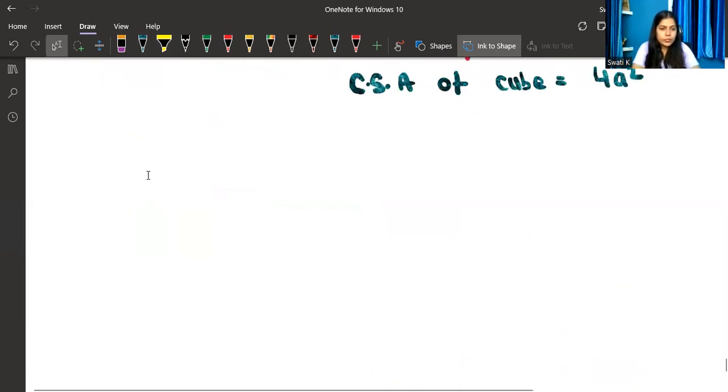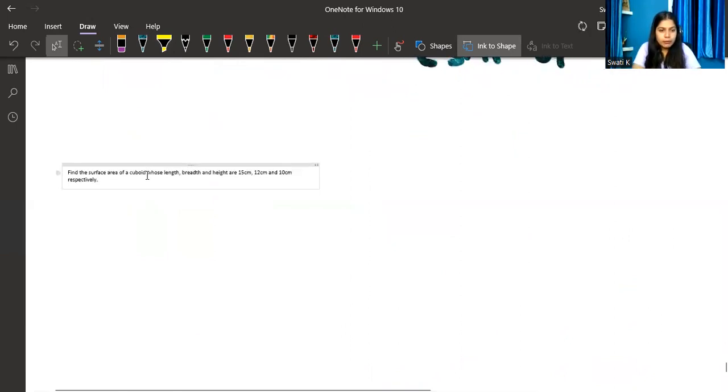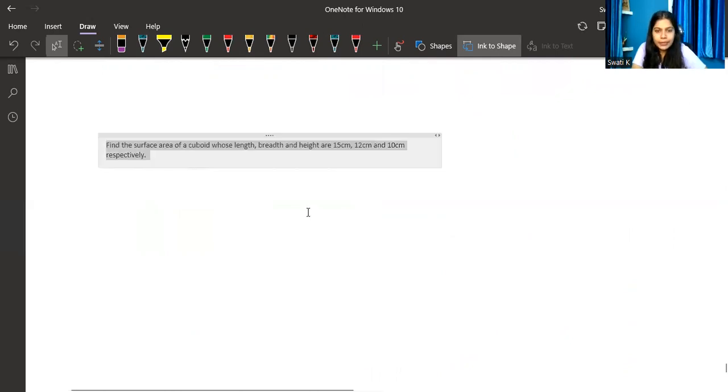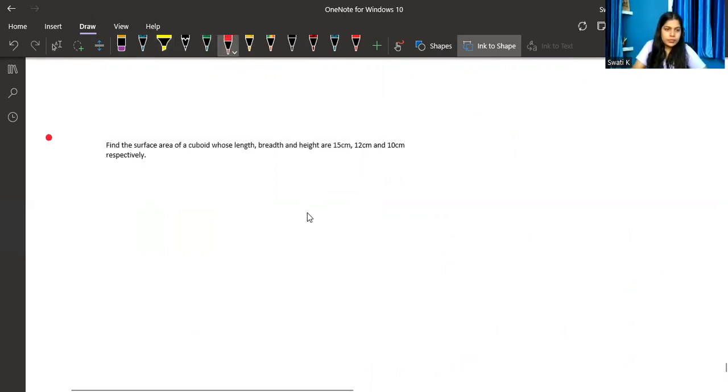So the very first question we have here is: find the surface area of a cuboid whose length, breadth, and height are given as 15 centimeter, 12 centimeter, 10 centimeter respectively. So this is our first question. Let us start with the solution.